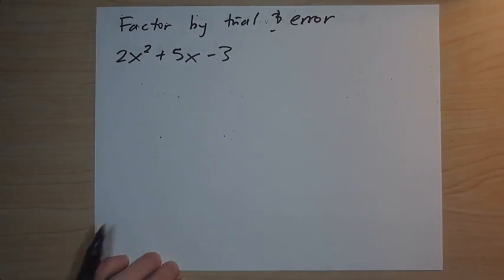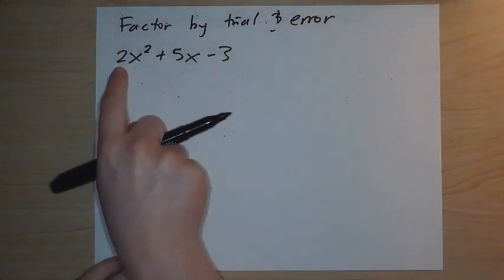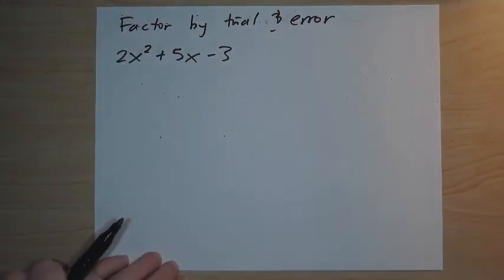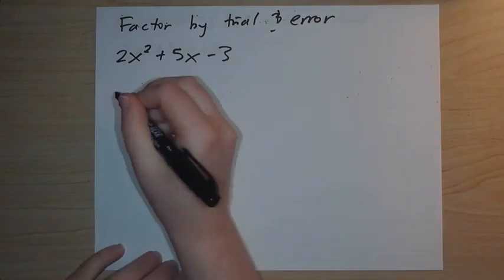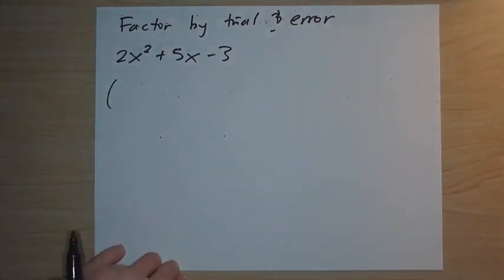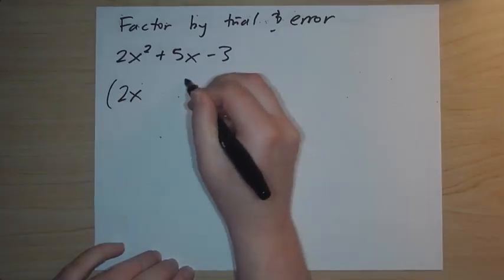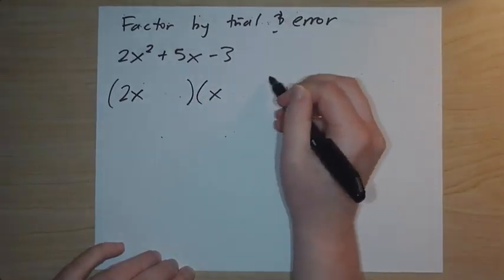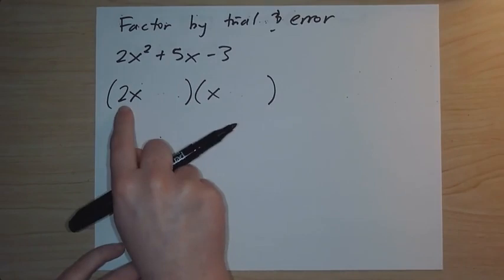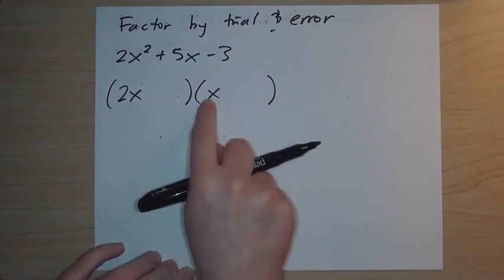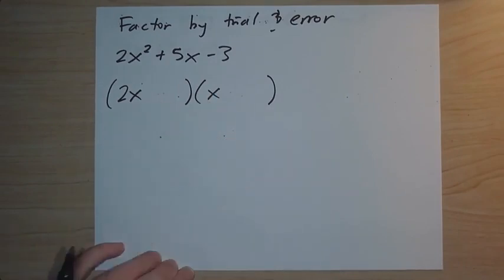So the first thing I'm going to do is look at 2x squared. I'm going to look at this 2 here. We're going to look at the factors of 2. The factors of 2 are 1 and 2. And so I know that whatever this factors to, it's going to be in a pattern like this, where 2 is here, and there's going to be a 1 here.